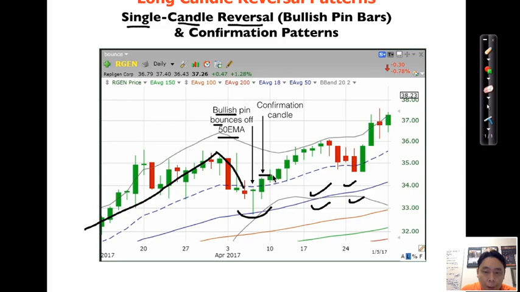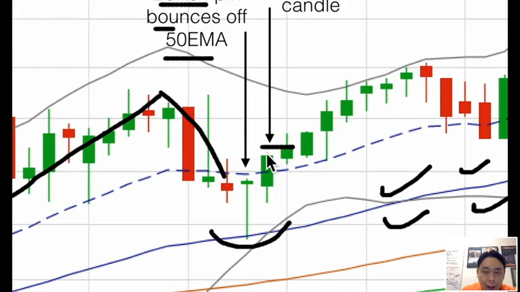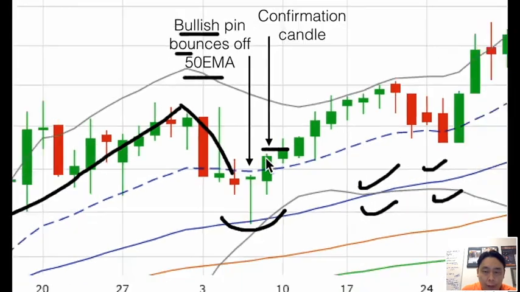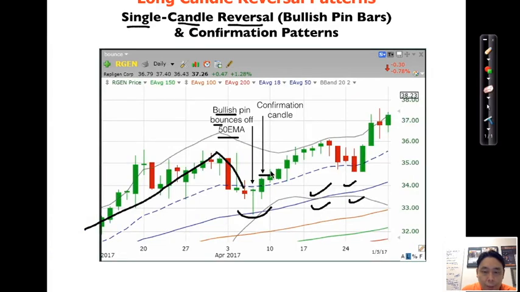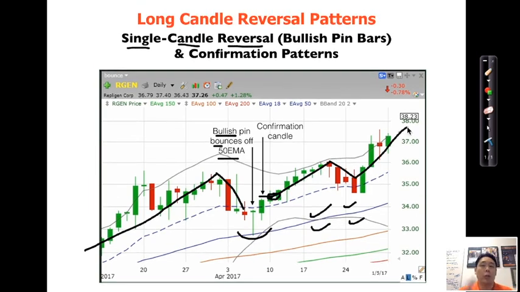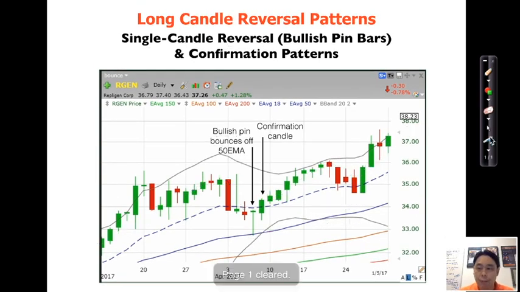So we put a buy order just above the high of that confirmation candle. The next day, the price goes above the high, triggers our order, and we're in the trade as it continues going up. Pretty straightforward, right?